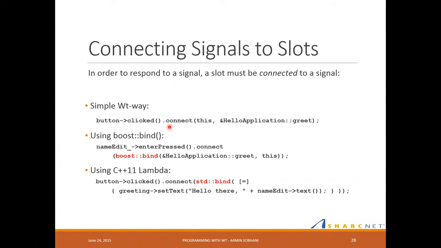And in Wt, we use a member function called connect to connect a signal, which here is clicked, to a slot. So as you can see, there are three ways for doing that in Wt. One is the simple Wt way, in which you connect the clicked signal of the button to the function that handles it like this. Another way is using boost::bind, which is practically the same, but you should use Boost here. And there is another option for those interested in lambdas in C++11 that you can use directly like this, but rather than boost::bind, you should use std::bind, which is already included in the standard C++ library. And this is the lambda version of that.